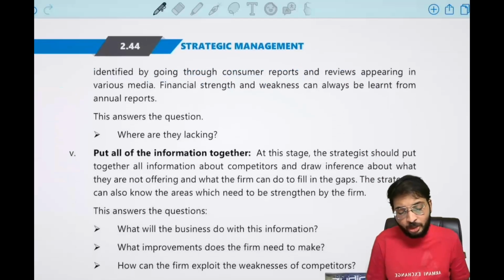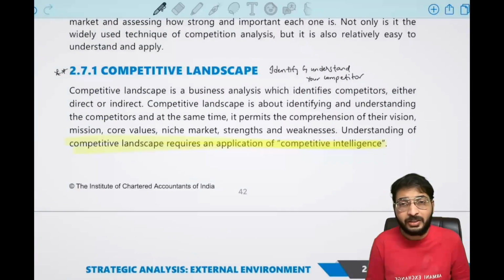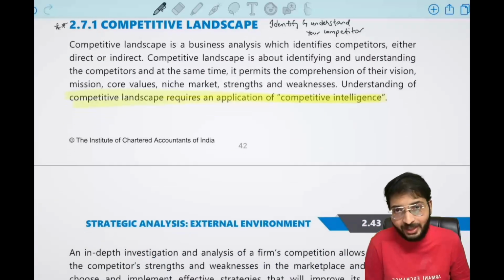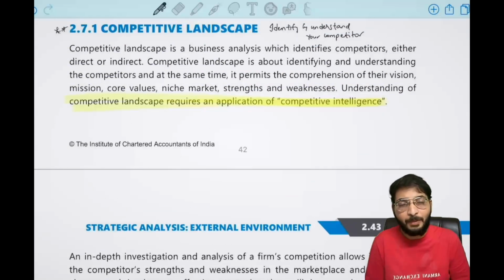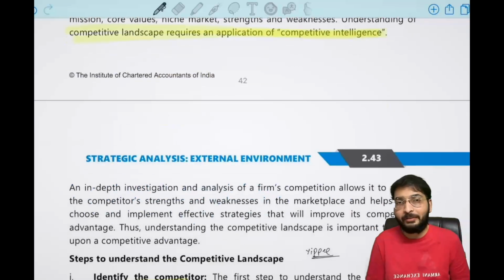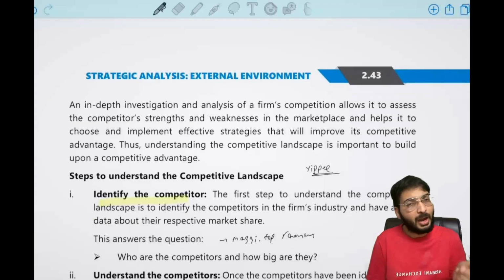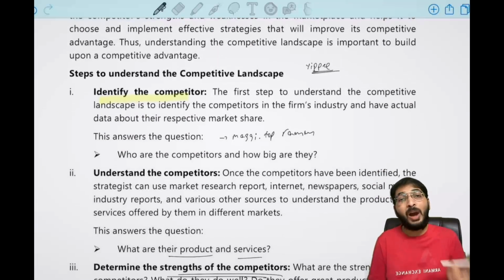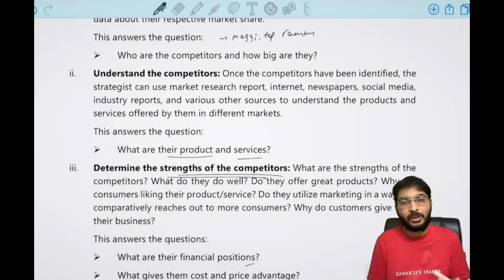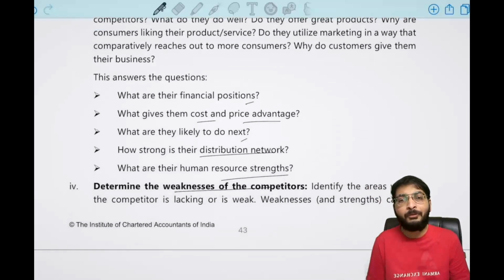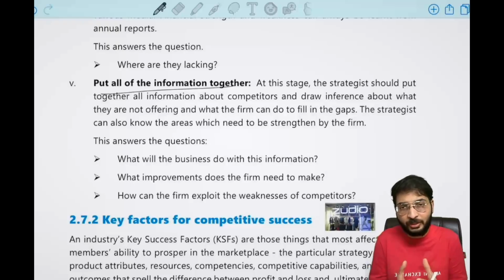And the last one, you put all the information together. So this is called what? Steps to identify the competitive landscape. Firstly, what is competitive landscape? Identify and understand your competitor, which can be done in 5 steps. Number one, you identify the competitor. Number two, you understand the competitor. Number three, you determine the strengths of the competitor. Number four, you determine the weakness of your competitor. And number five, put all the information together.